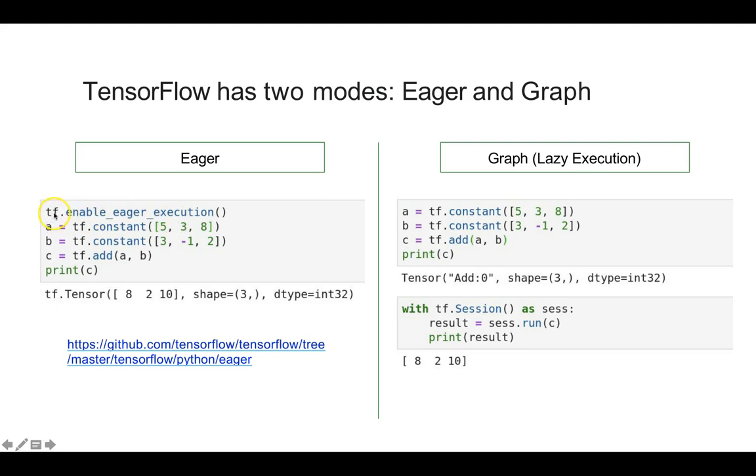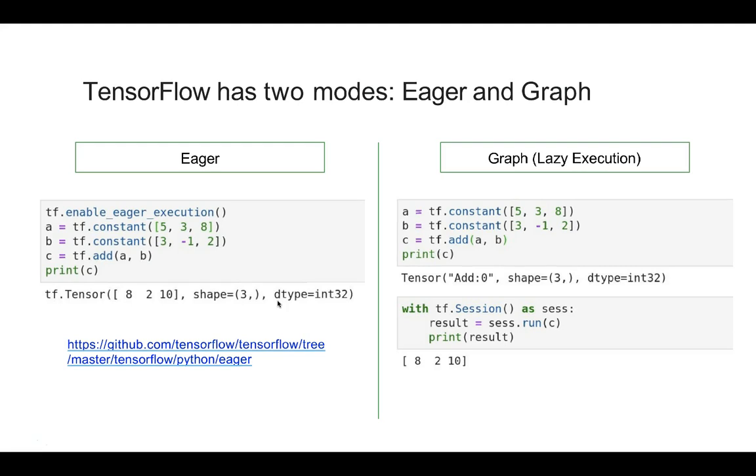If we import TensorFlow as tf and enable eager mode execution, I'm creating tensors a and b. They are constant vectors, and I'm adding them. c is equal to tf.add(a, b). In this case, it gives me back the results like 8, 10. As you see, it also has the shape and the data type.